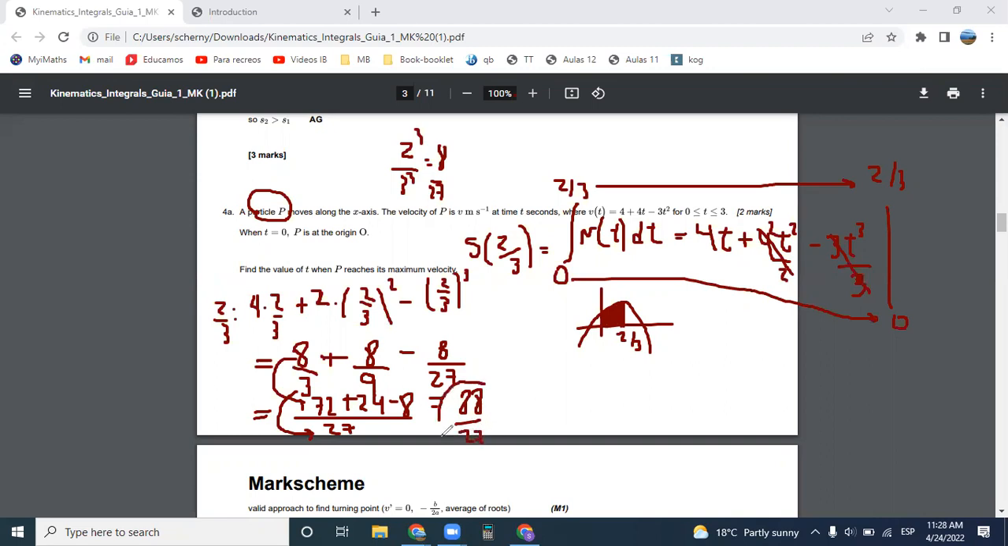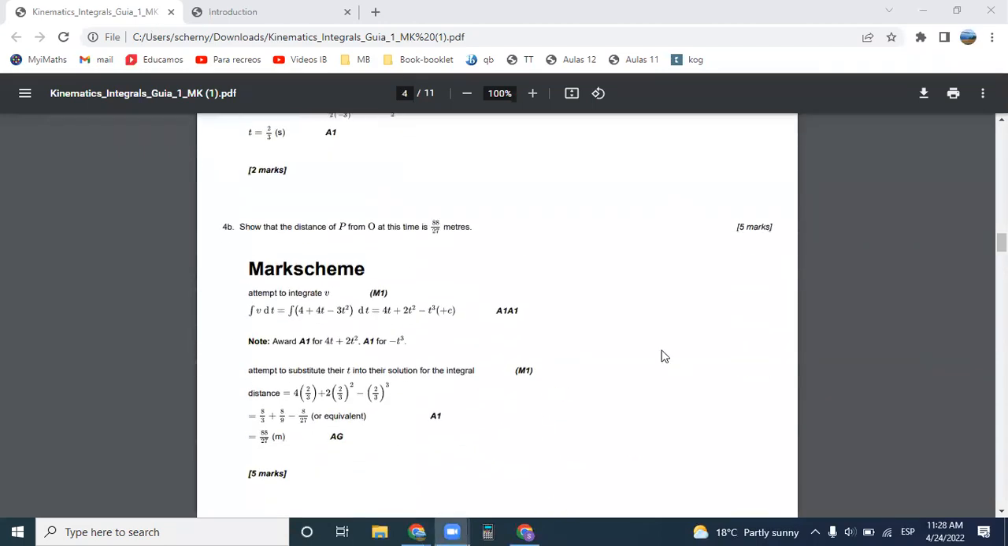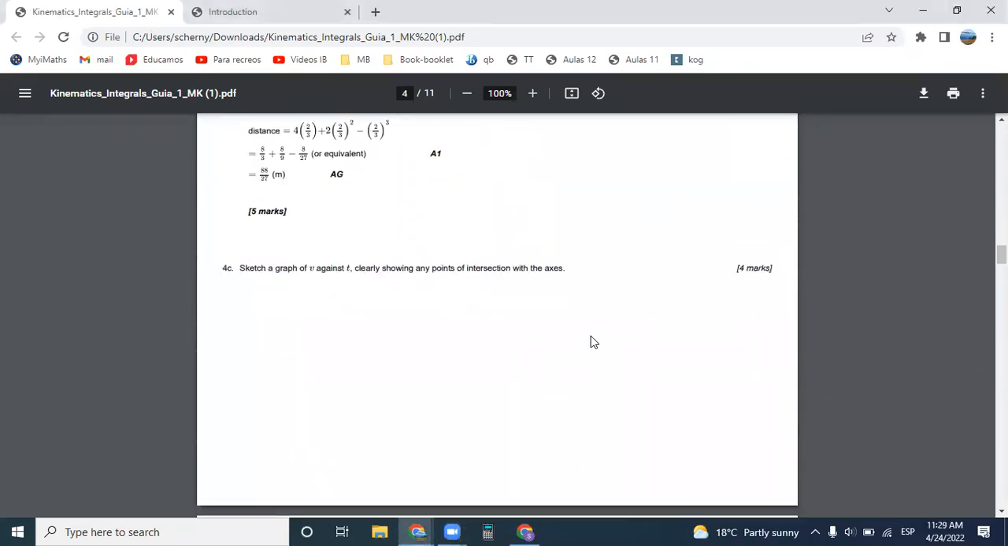But now we didn't finish, right? Because we need to evaluate this integral at 0, the lower limit. Basically 4 times 0 plus 2 times 0 squared, minus 0 cubed, is 0. So the answer is this minus 0, which is 88/27. And this is the displacement after the first 2/3 of a second. So that's the answer, and here we showed it. We demonstrated it. So that's for B. You can check the mark scheme as well.